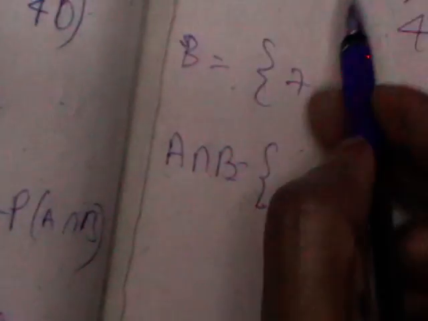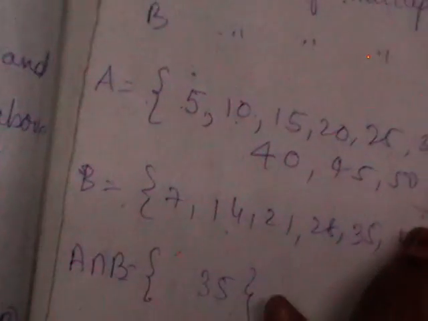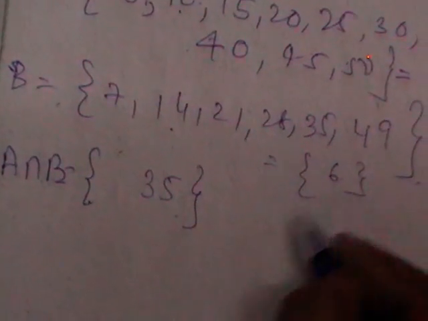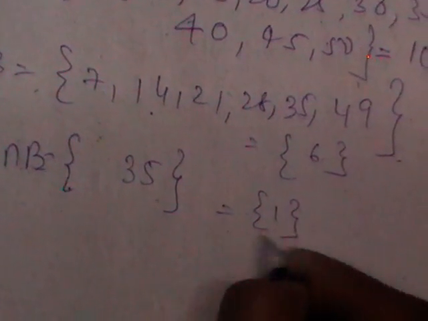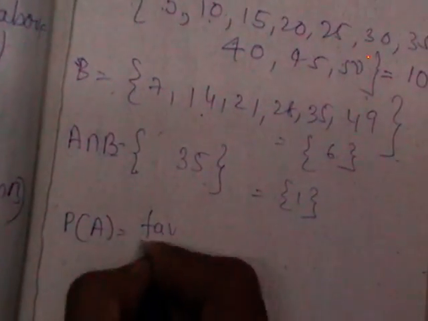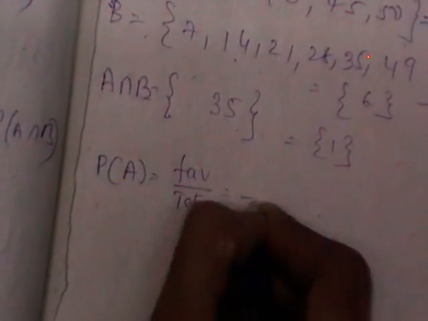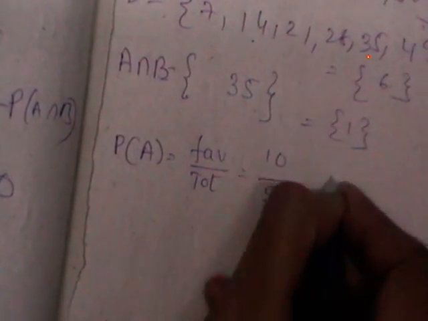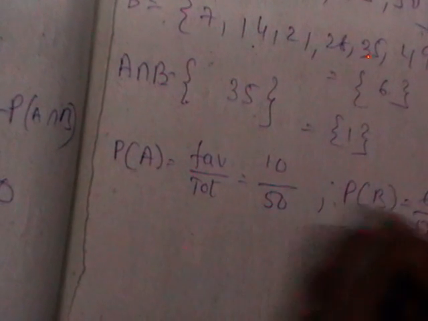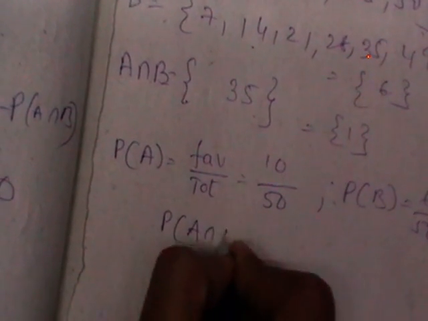How many are there here? 1, 2, 3, 4, 5, 6, 7, 8, 9, 10. There are 10 multiples of 5 and there are 6 multiples of 7 and you have 1 here. So what is P of A? Favorable by total number of events. What are the total tickets here? 50. 10 by 50. What is P of B similarly? 6 by 50. What is P of A intersection B?